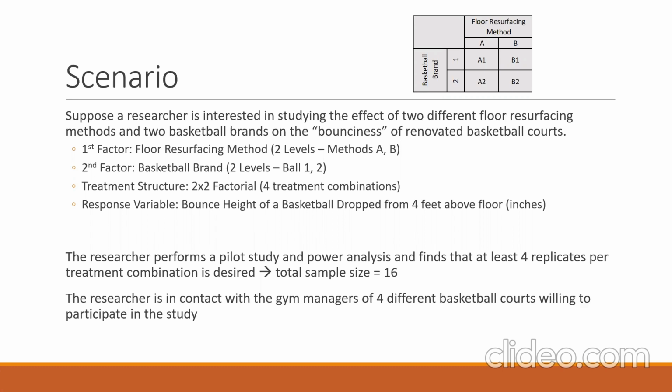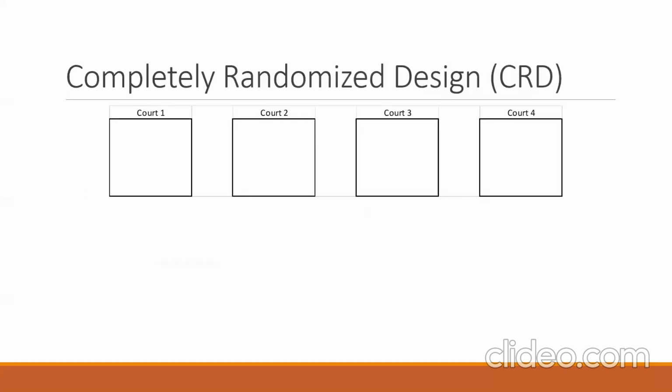And then let's also say, as a practical constraint, that the researcher is in contact with the gym manager of 4 different basketball courts that want to renovate their court, and they're willing to participate in this study. But it's not really practical for him to find anybody else, because he's not able to find anybody else who's really willing to do a renovation at this time. So we're limited to only 4 basketball courts in this study.